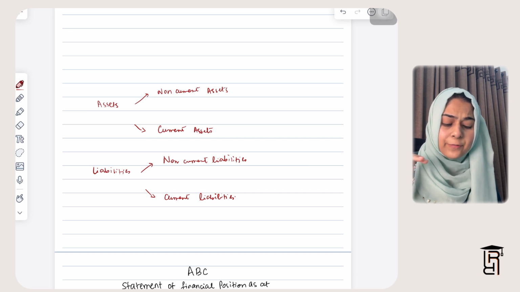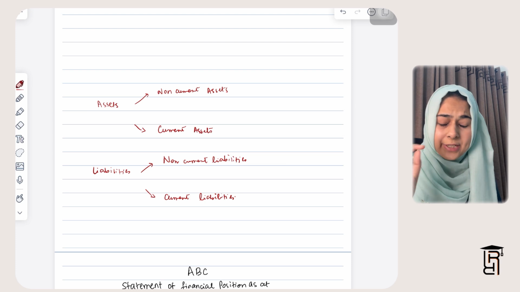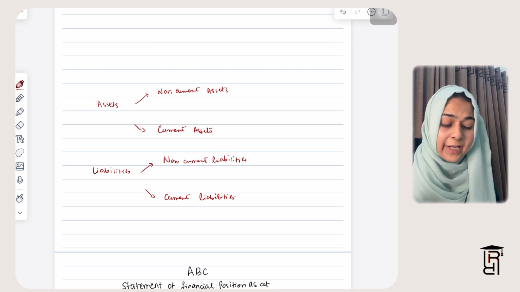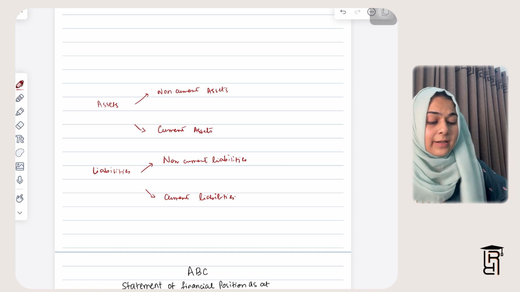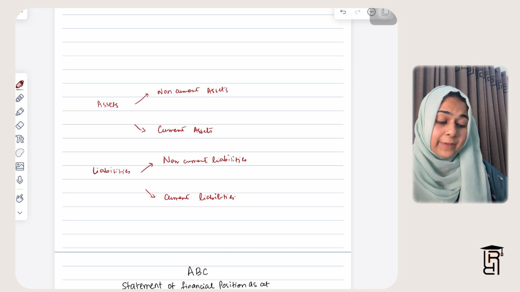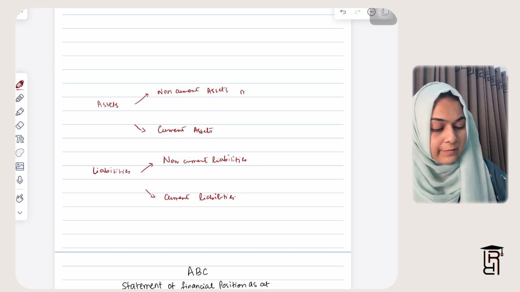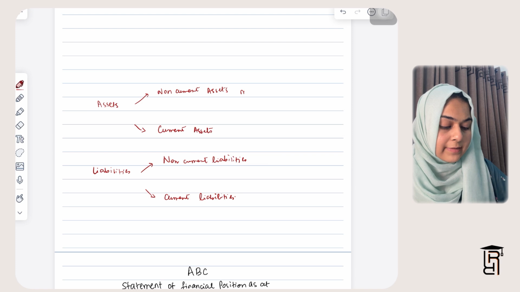Basically I need to first tell you what the definition is, and what the subtypes of assets are. Assets can be of two types: non-current assets and current assets. Non-current assets last for a longer period of time, usually more than 1 year. So these give us the benefit for more than 1 year. Current assets however benefit the business for less than a year. That is why they are called current assets.